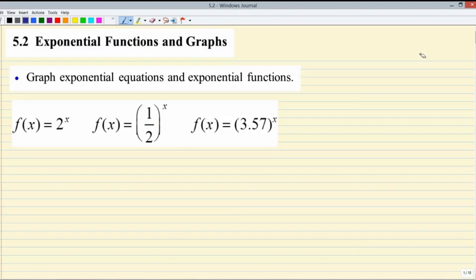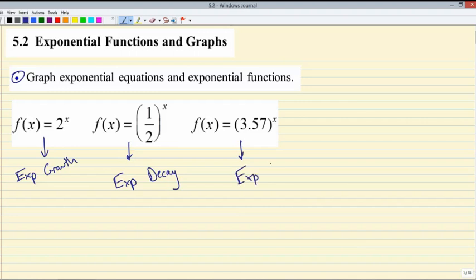So this is 5.2, exponential functions and graphs, and the only thing we're doing in this section is graphing exponential equations and exponential functions. And so here are three examples. This is f of x equals 2 to the x, and this is exponential growth. F of x equals 1/2 to the x power. This is exponential decay. And f of x equals some number, 3.57 to the x power. This again will be exponential growth.